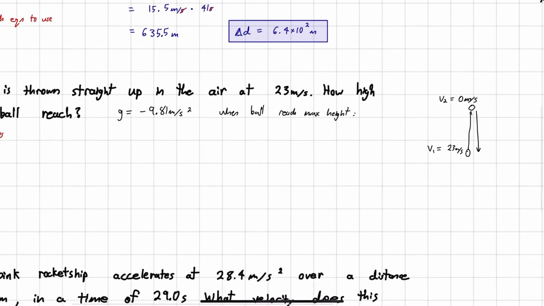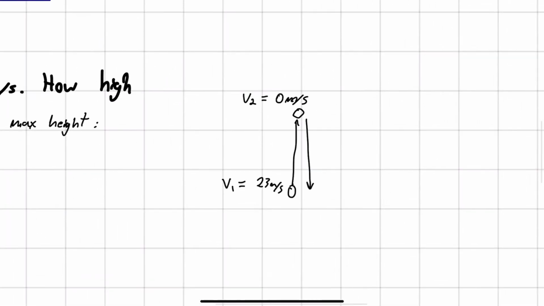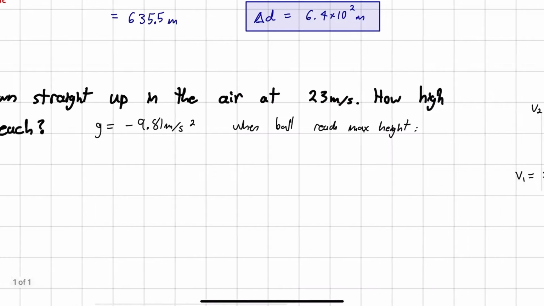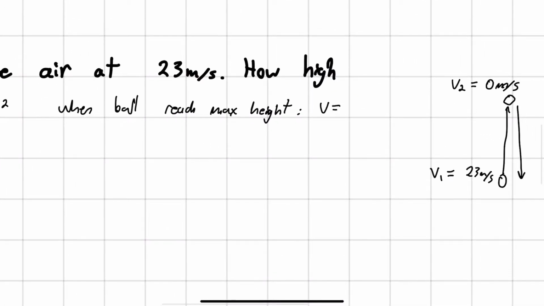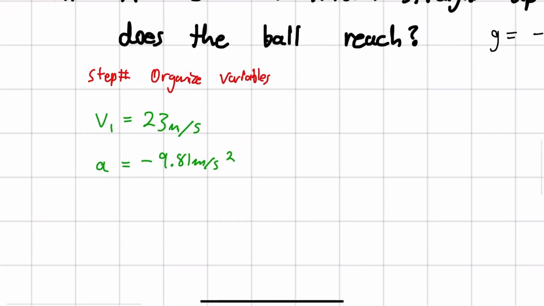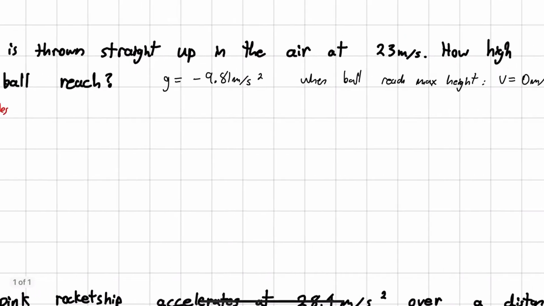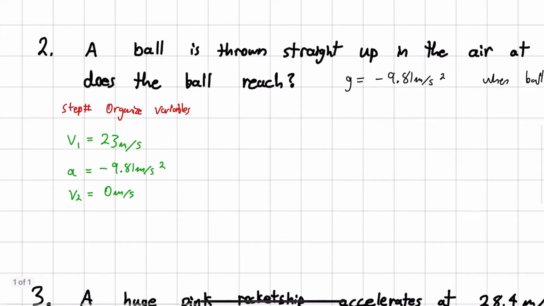So when we're asked to find the max height, well, that's right here when the velocity is 0. So when the ball reaches max height, velocity equals 0 meters per second. And that is a known piece of information that we are going to use. And then what's the question? What variable are we looking for? It is the height that the ball reaches, which is displacement.